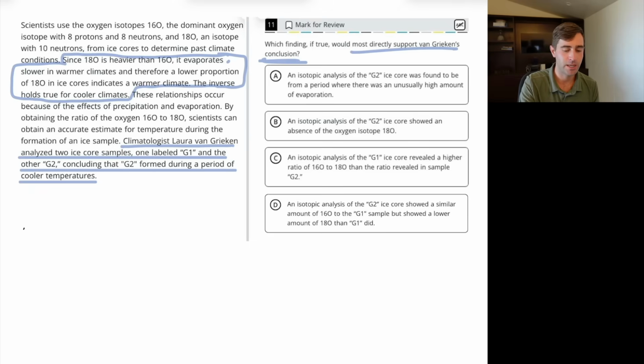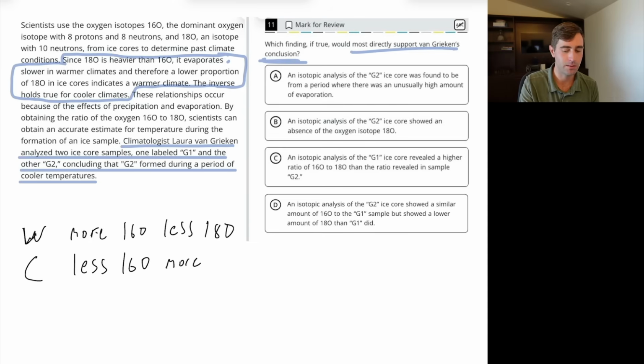So we'll just say warmer is just going to be our W, and that means we are going to see more of the 16O and less of the 18O. That's exactly what that sentence just says, right? We're having a lower proportion of 18O, so we're going to have a higher proportion of 16O. The inverse holds true for cooler climates. So for cooler climates, we're going to see less of the 16O, and therefore we're going to see more of the 18O.